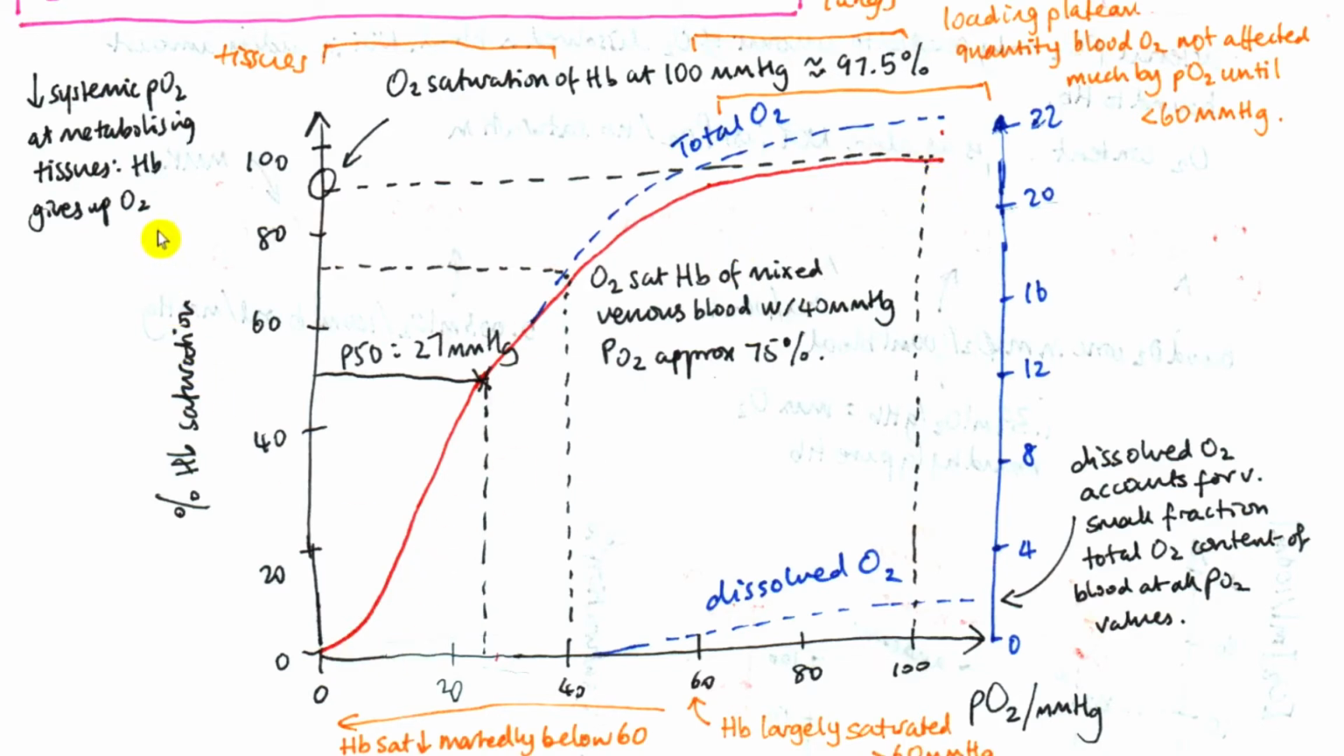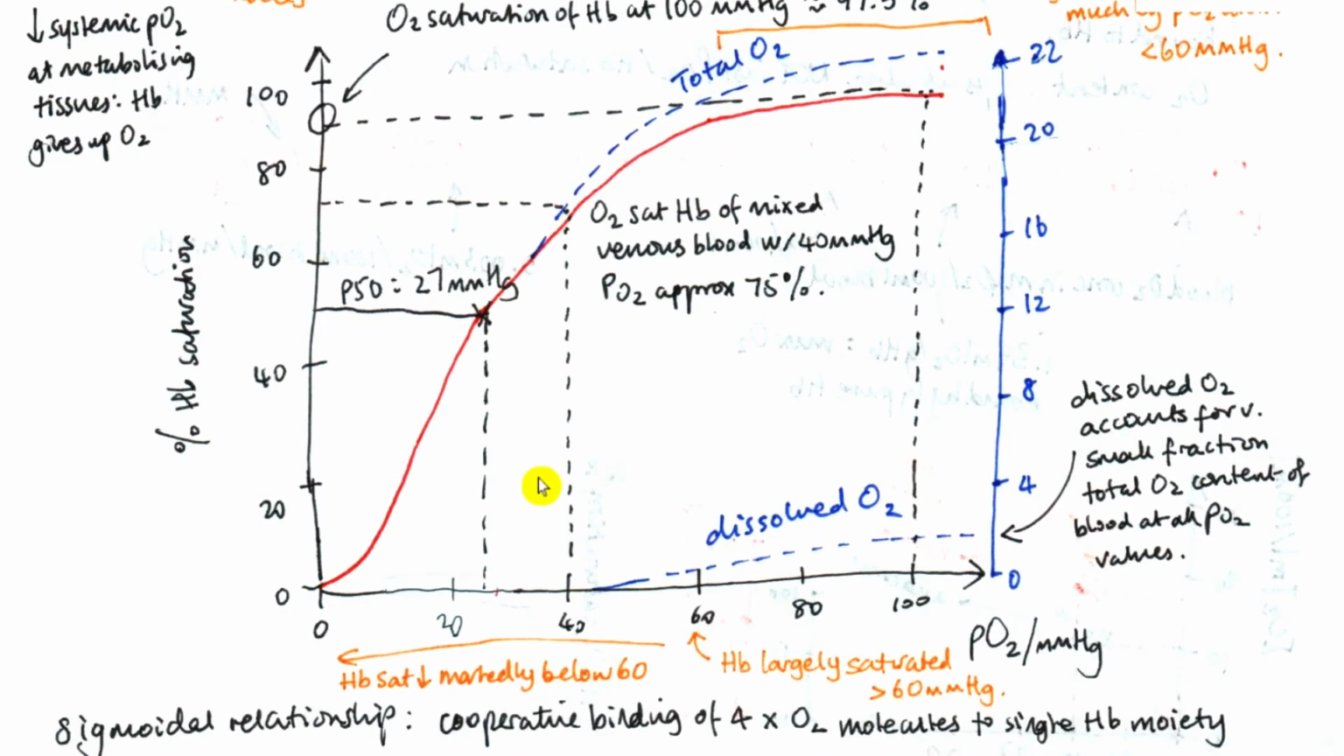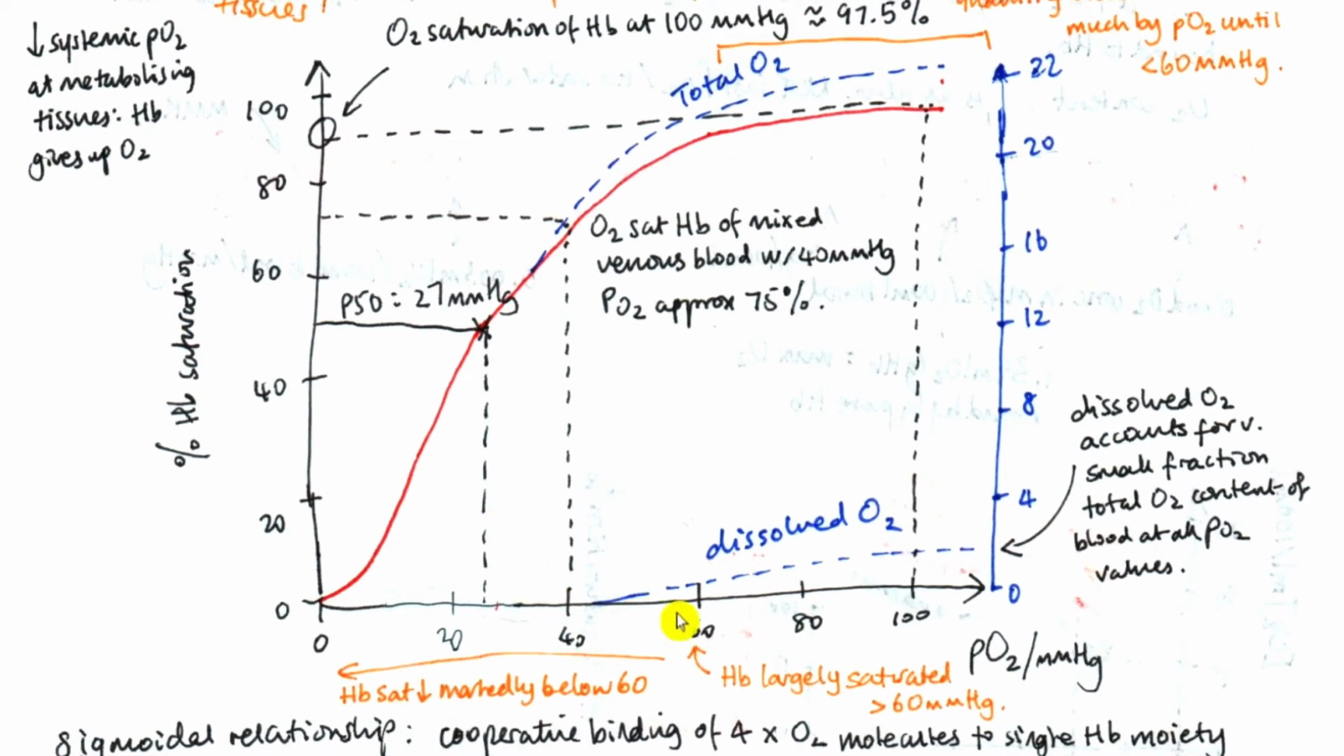Now we can see that at lower partial pressures of oxygen, for example in the tissues, in the systemic circulation, the partial pressure at metabolizing tissues is lower. So what we want the hemoglobin to do here is to give up the oxygen, so we can get the oxygen to our tissues which need it for respiration. And that's exactly what it does. So the percentage of hemoglobin saturation is lower when the partial pressure is lower. It's markedly lower below 60 millimeters of mercury, and that allows us to give up the oxygen from the hemoglobin and give it to the tissues.